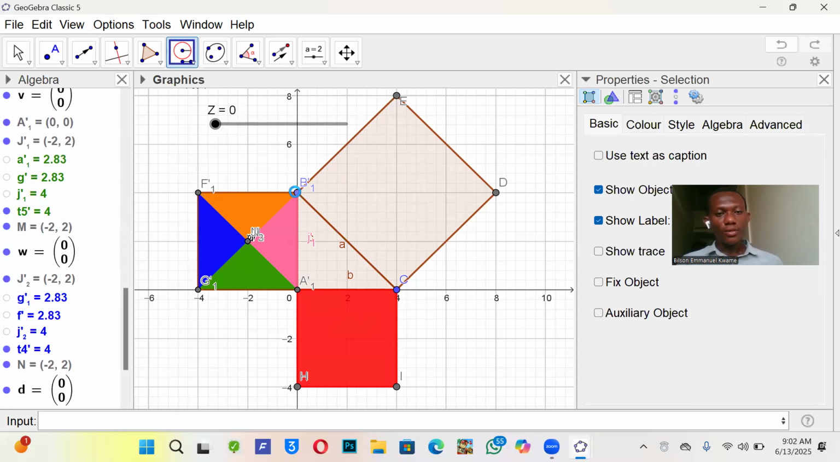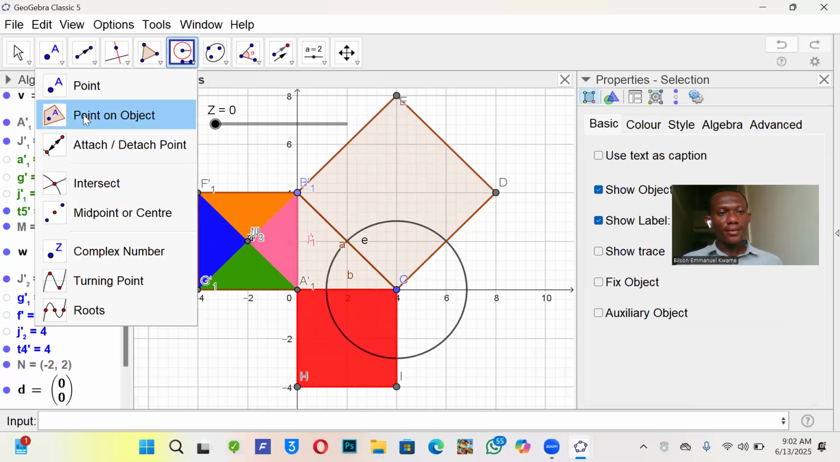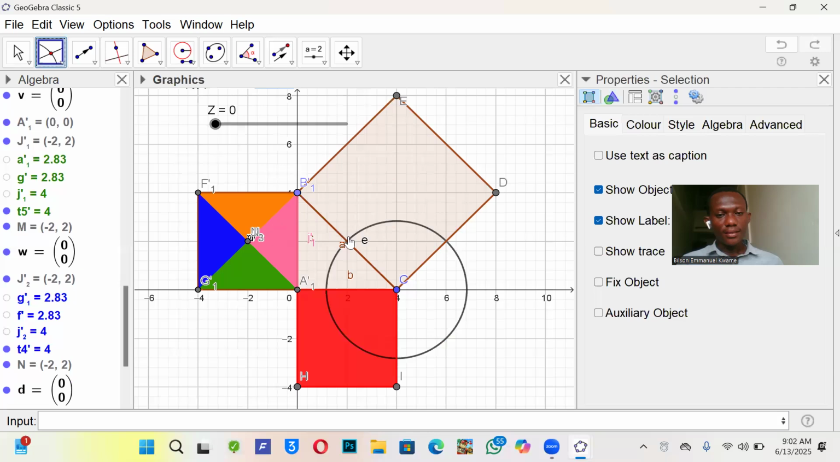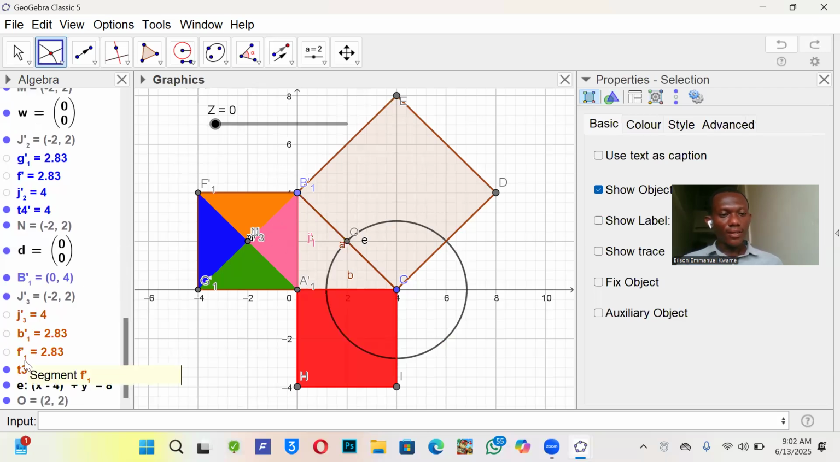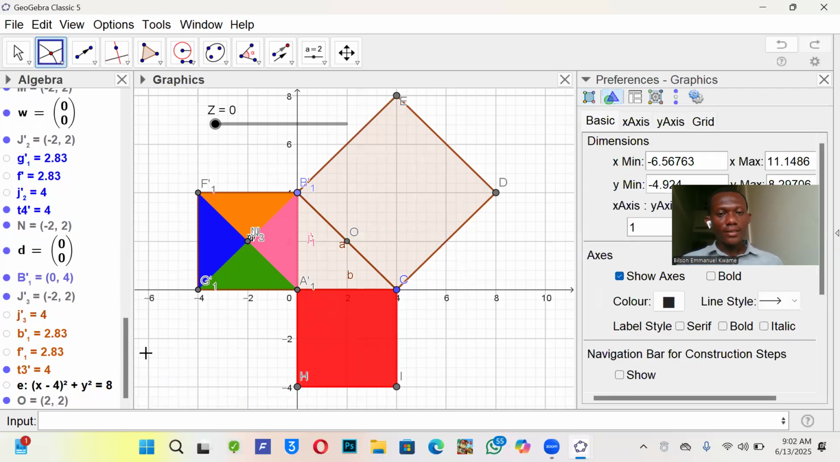Oh, sorry, not this side. You draw a circle using this side. As you can see, we've been able to draw a circle. Then you center the circle at C. Do you get it? Then we mark the intersection. Now we can deactivate the circle, right?